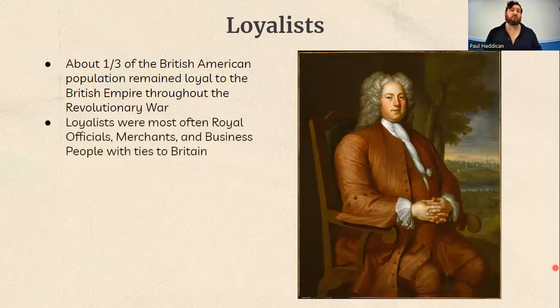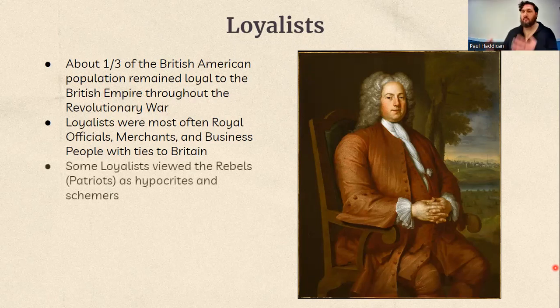They're most often royal officials, so the people who work for England, but there are also merchants and business people with ties to Britain, and they're worried about this revolution, and they're worried about this talk of a new nation, and they can't guarantee that their livelihood and their businesses will survive this. So they hedge their bets with England, right?